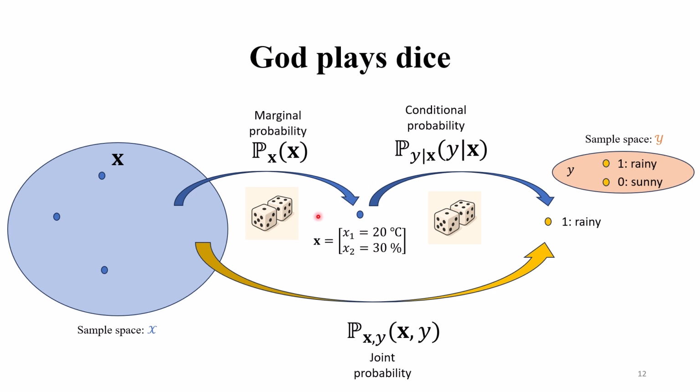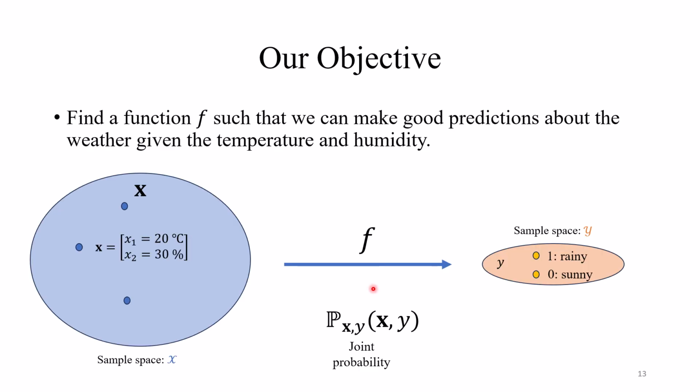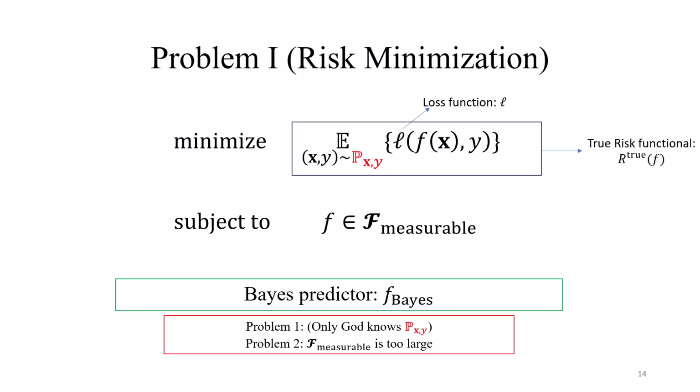So the idea is the following. Nature will first decide what x would be based on the P of x. Then God will play dice based on the conditional probability P of y given x to generate y. The main objective here is to find an f such that we can make good predictions about the weather given the temperature and the humidity.